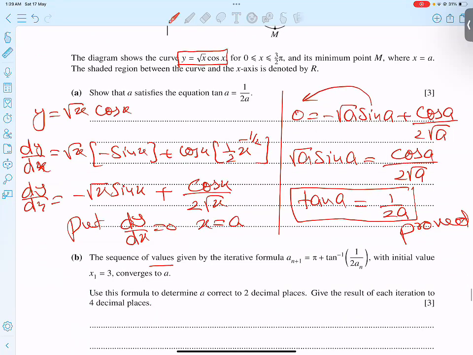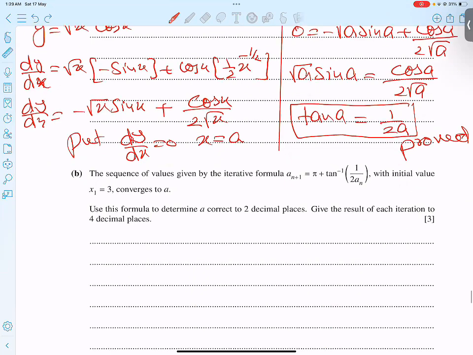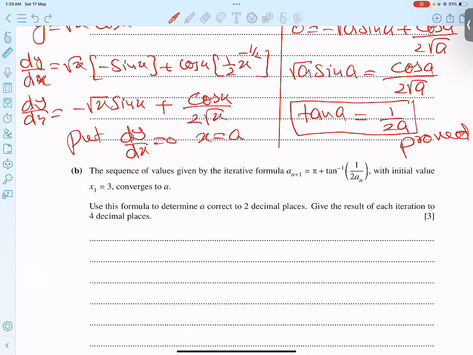A sequence of values is given by this iterative formula. An initial value is given, which is 3, and he says alpha converges. So use the formula to determine the value of a to 2 dp, and give each answer to 4 decimal places. So let's try to do it. First of all, the iterative formula, I'm writing it here: tan inverse 1 over 2an. I replace every n by 1.